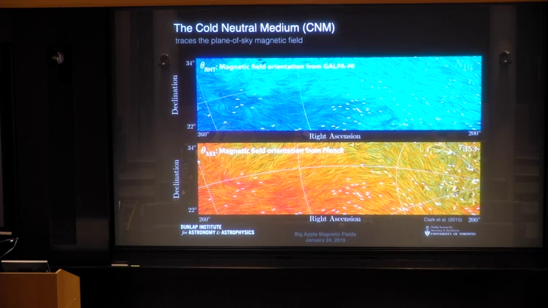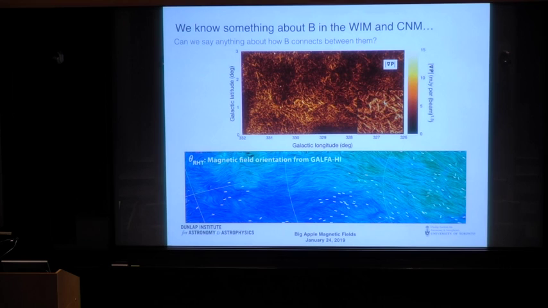And so what I'm interested in is, we have information on the magnetic field in these two different phases of the ISM. The question now is, can we somehow relate these two? Does the magnetic field actually know about these two phases of the ISM, and are they connected with the magnetic field? Now, WIM and CNM are mnemonics, which we take seriously, but do we know whether they're really distinct phases? Whether the warm ionized medium itself is a distinct phase, and similarly with the CNM. Do we really know it?